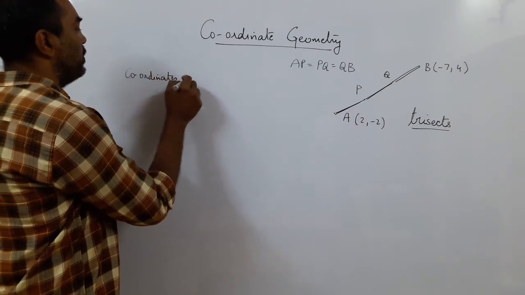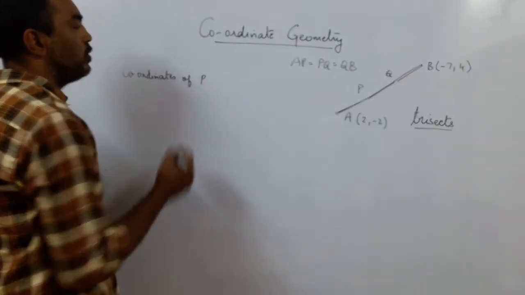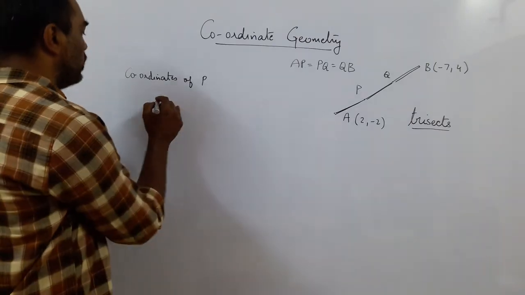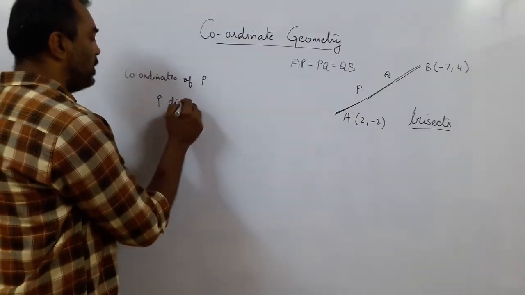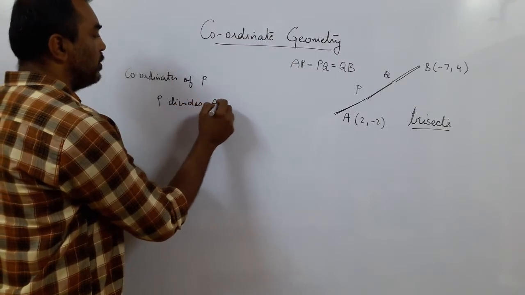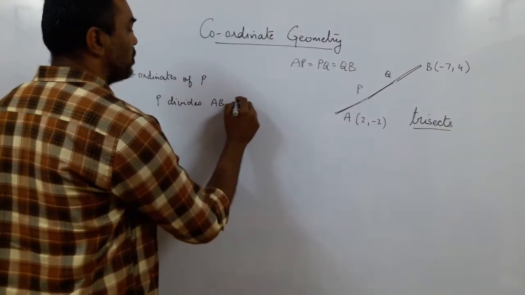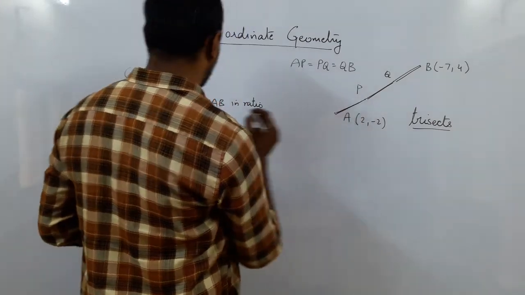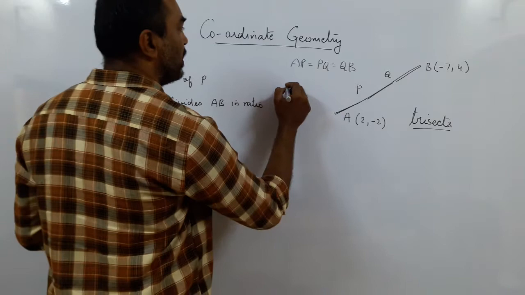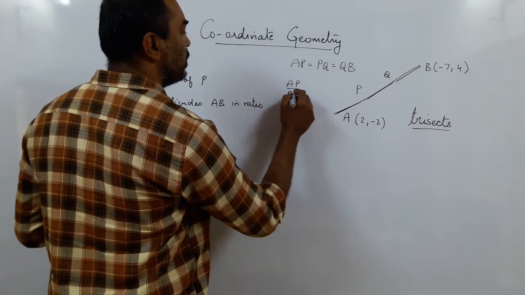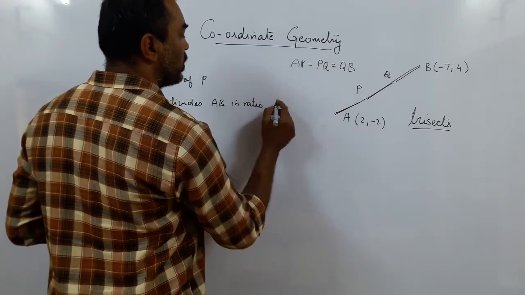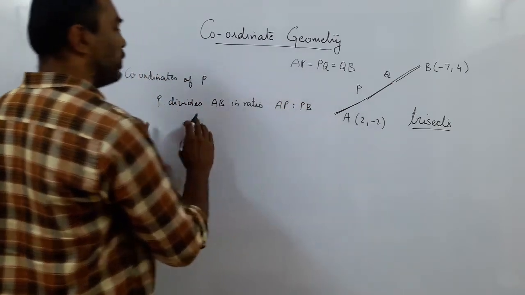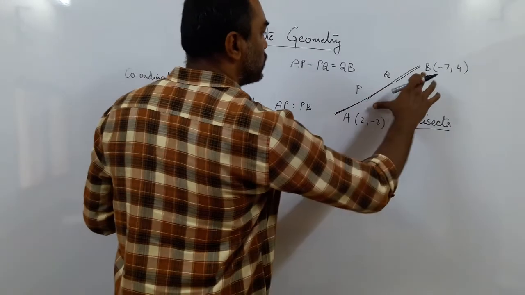Coordinates of P. Now to find coordinates of P, you have to find in what ratio P divides AB. So first we'll see P divides AB in which ratio? So when P divides, we write AP upon PB. Remember? Or the ratio is what? AP is to PB. That is the ratio. P divides AB in the ratio AP is to PB.